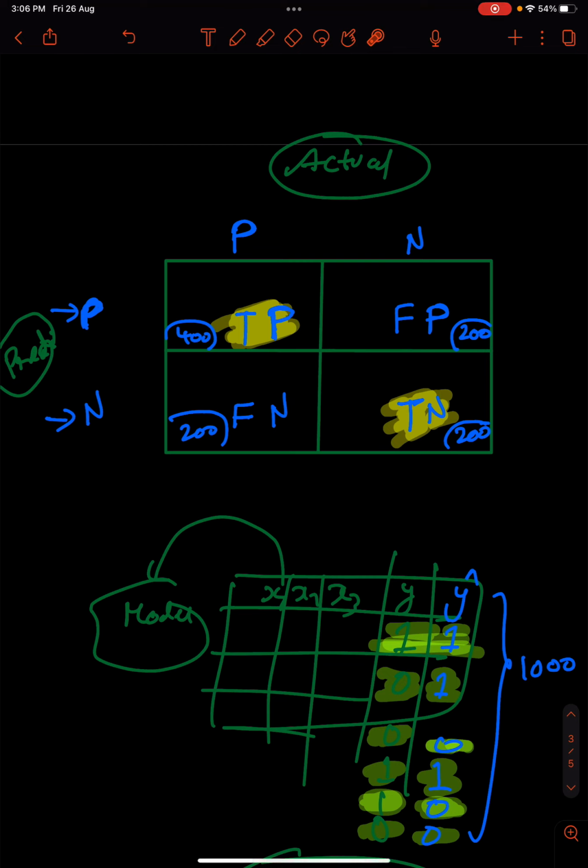Okay, but out of these many times, how many times was the model right? That is called precision. Precision is always with respect to the model. Remember like this, precision is always with respect to the model. So the model predicted 600 times positive. Out of these, how many times is the model right? The model is right these many times, true positive, which is 400 times. So 400 by 600 is the precision in my example over here.